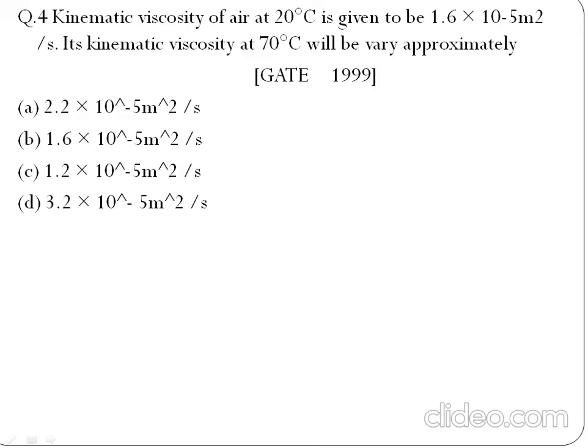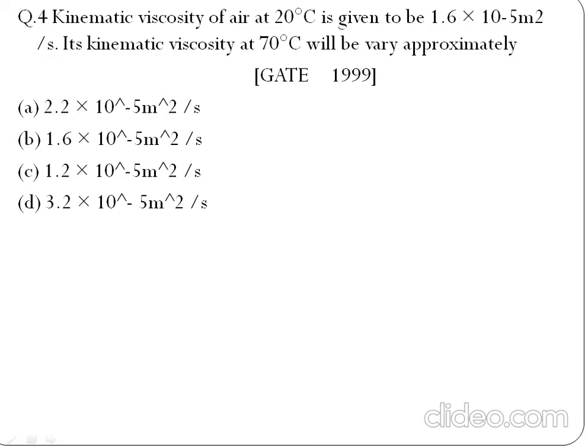Question 4. Kinematic viscosity of air at 20 degrees is given to be 1.6 into 10 to the power minus 5 meter square per second. Its kinematic viscosity at 70 degree will be approximately option A 2.2 into 10 to the power minus 5 meter square per second, option B 1.6 into 10 to the power minus 5 meter square per second, option C 1.2 into 10 to the power minus 5 meter square per second, and option D is 3.2 into 10 to the power minus 5 meter square per second.